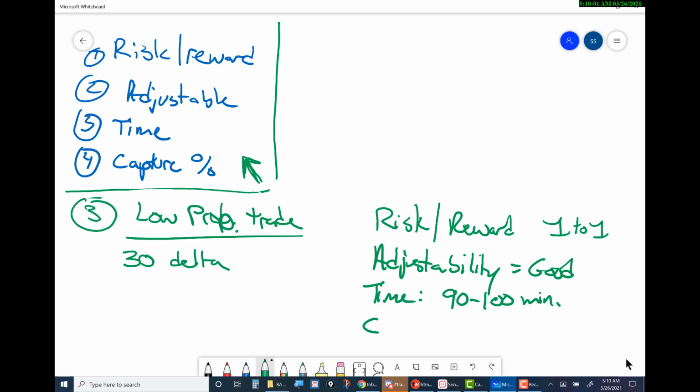And our capture percentage goal would be 50%. 50% in less than 2 hours. Okay. So what does the low probability trade look like?